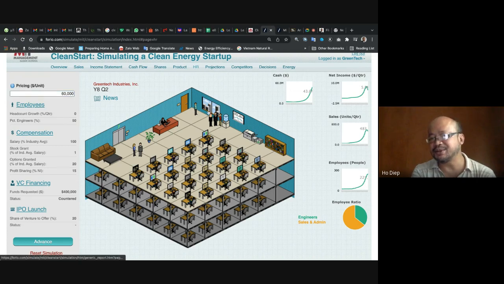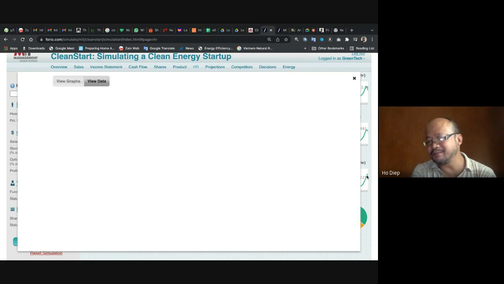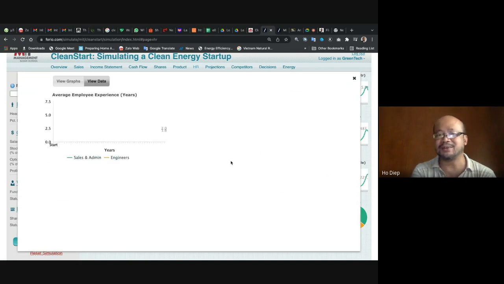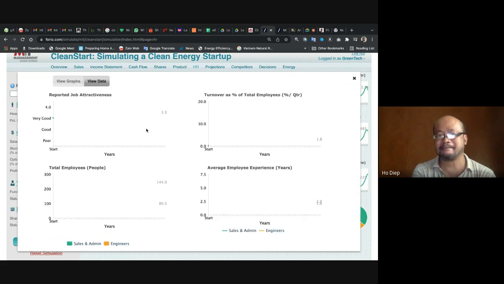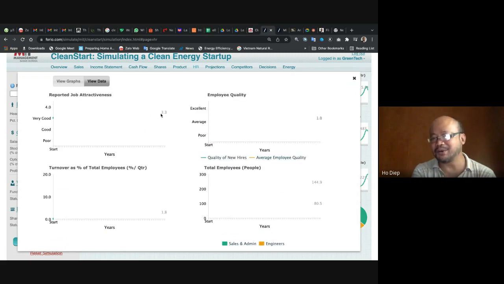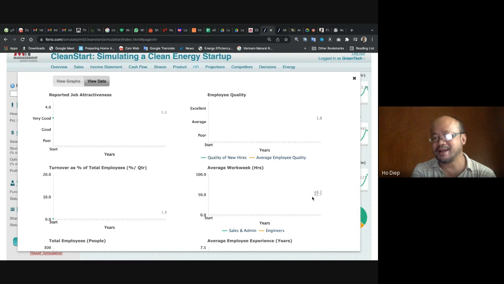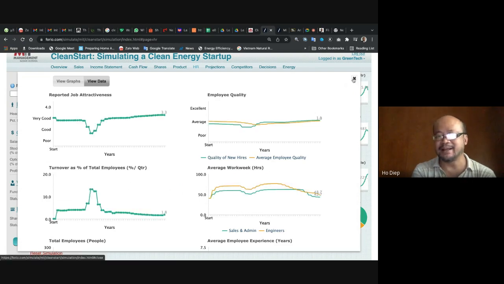Human resource situation, it's flattening out here, so it's not a good sign. Still 3.3, still very attractive. This number is quite good still, so I'll keep the number of employees the same, although people quitting on me are increasing.